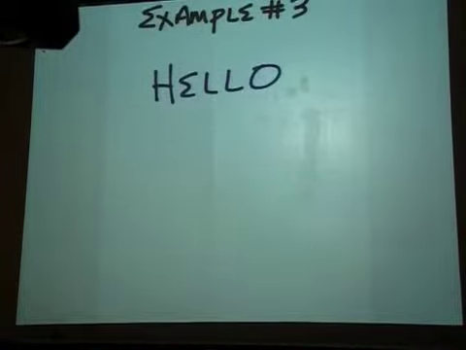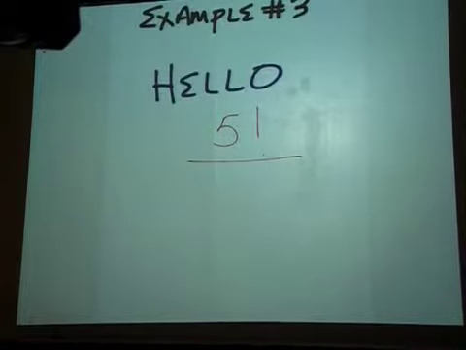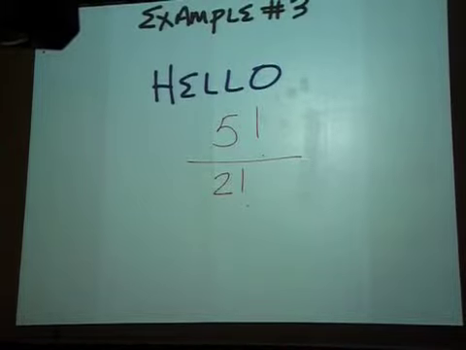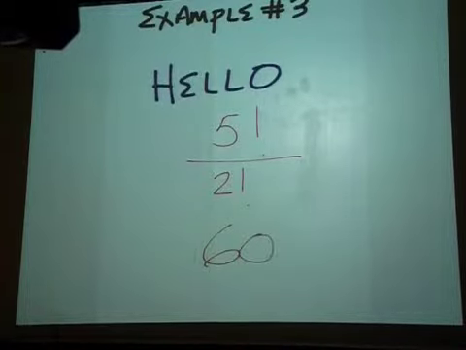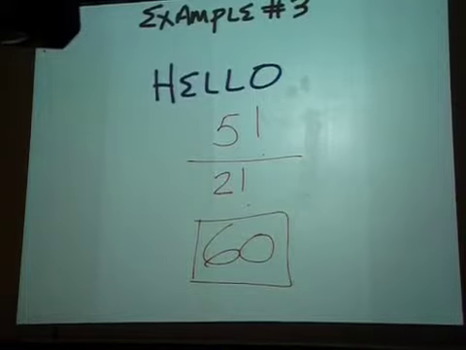The word hello has how many letters in it? 5 letters. So 5 factorial over how many repetitions? We have 2 L's, so we'll go 2 factorial, and this comes out to be the same answer as what we had before, which was 60, I believe. 60 is the final answer.